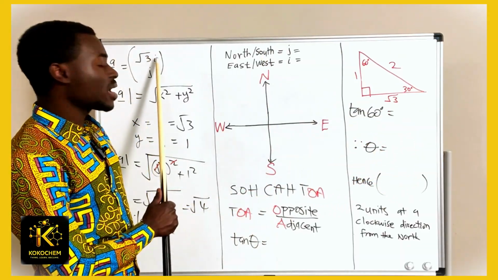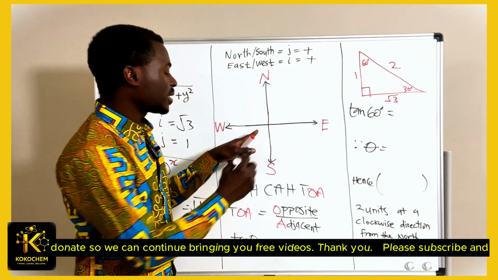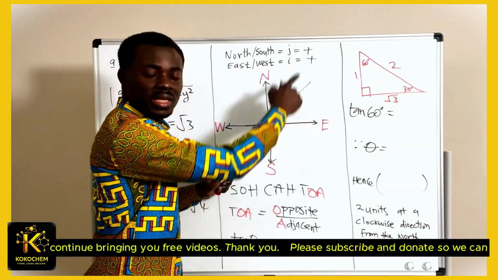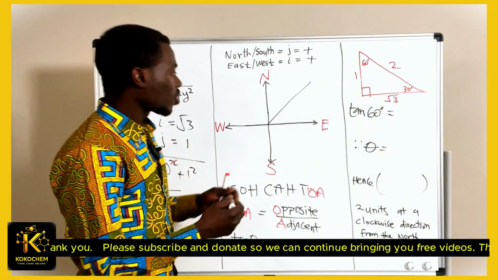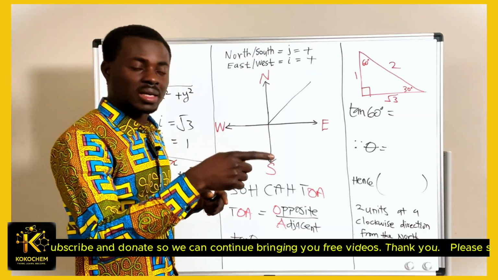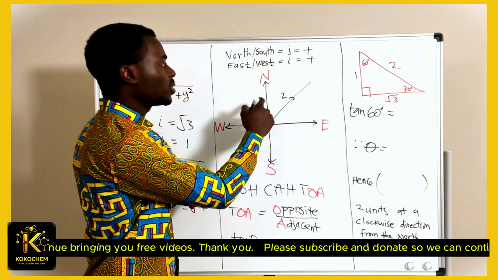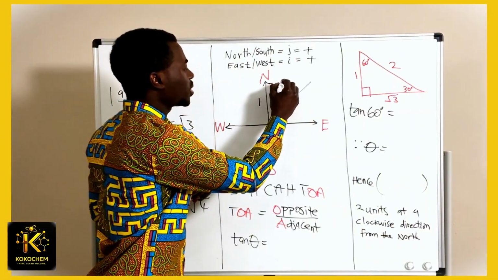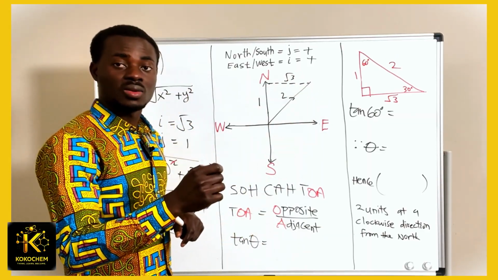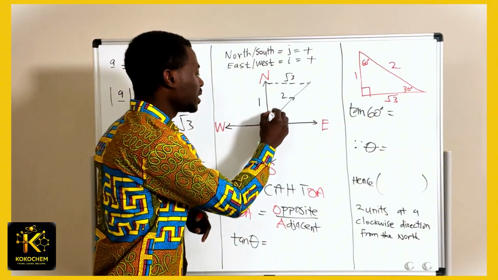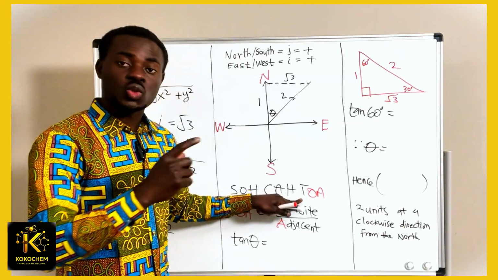Here the vector has i positive and j positive, so the vector points north east. GPS also uses bearing behind the scenes. The magnitude of the vector is 2, the vertical axis, which is j, is 1, and the horizontal axis is root 3. Theta is the angle measured with respect to the north pole, and we need to find theta.